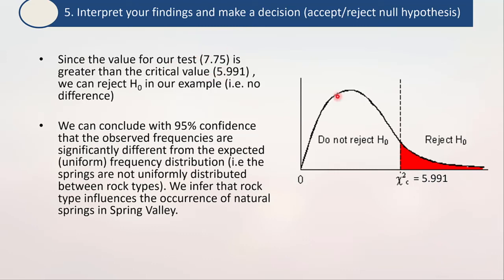Our calculated chi-square is in this region, so we reject the null hypothesis. Therefore, we can conclude that with 95% confidence, the observed frequency is significantly different from the expected frequency distribution. In other words, the springs are not uniformly distributed between the rock types. And we infer that rock type influences the occurrence of natural springs in Spring Valley.